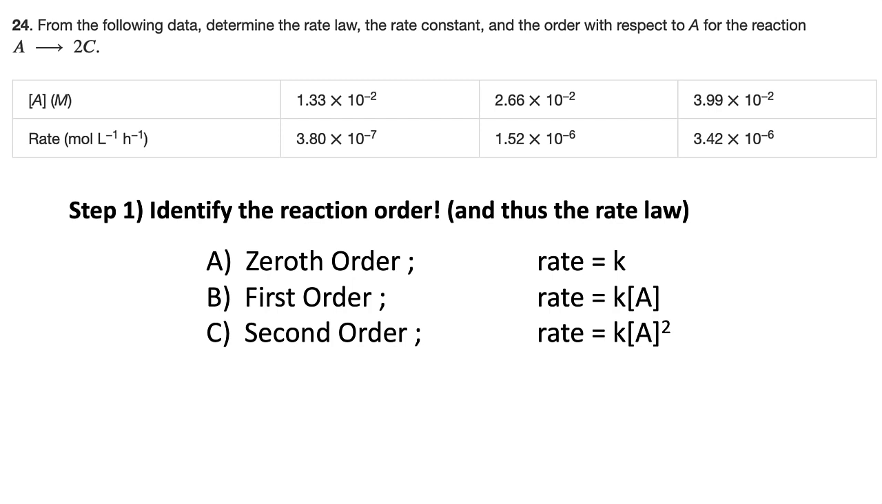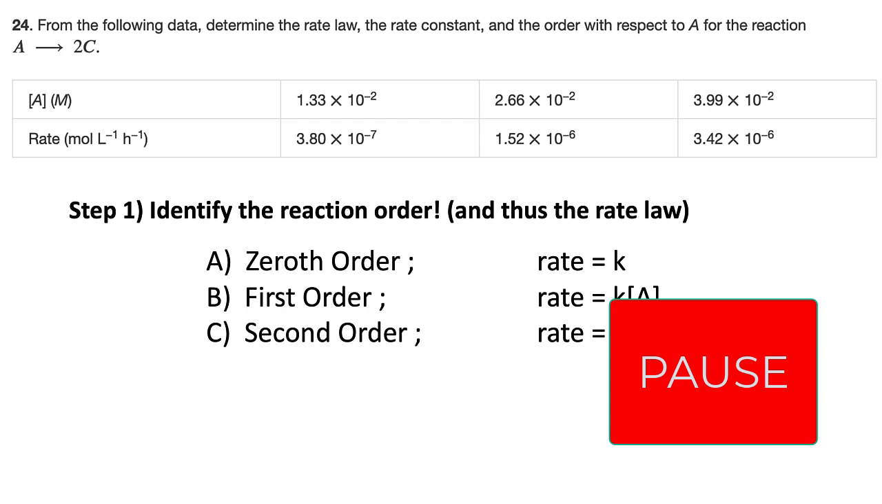So what is this relationship between the concentration of A and the rate? Go ahead and determine that relationship and choose an answer here. And as a follow-up, if you can, what is the actual rate constant? Challenge yourself to do that one. We'll discuss that as well. So go ahead and pause the video and see if you can come up with a solution.